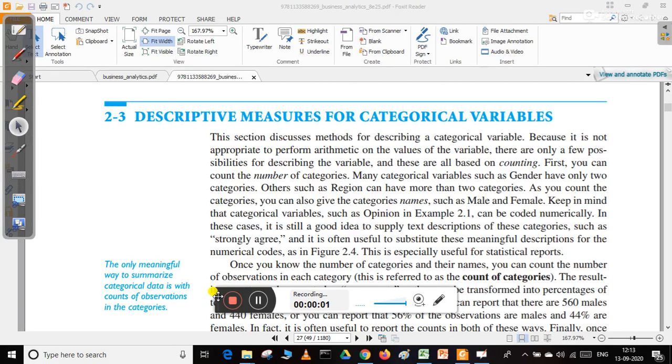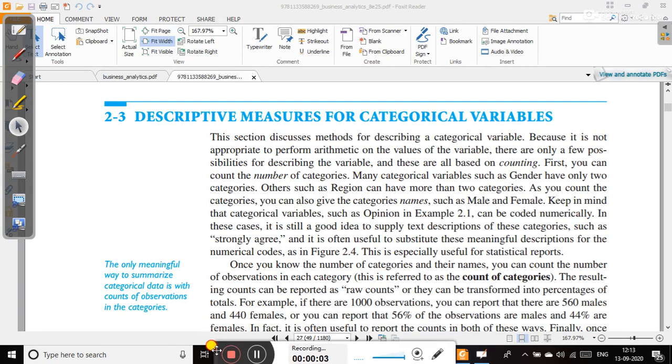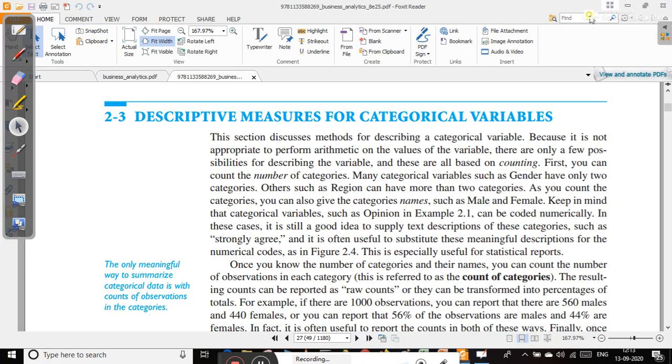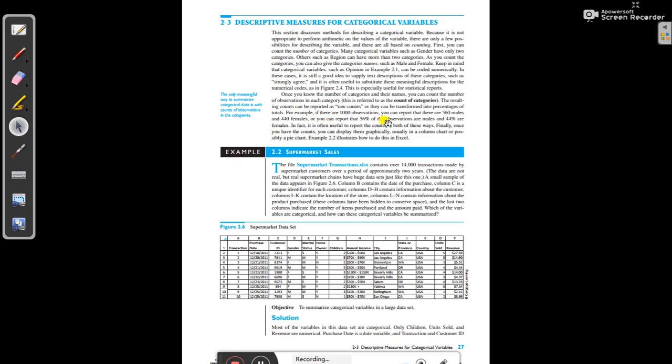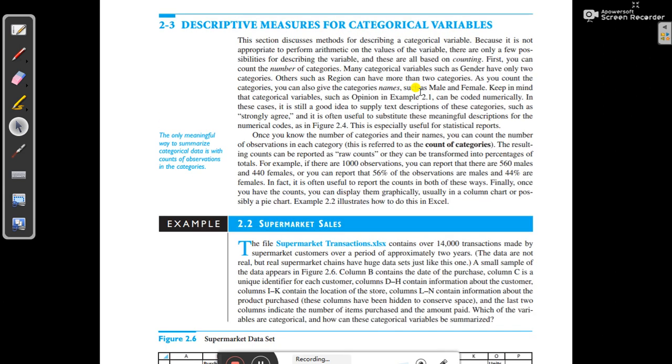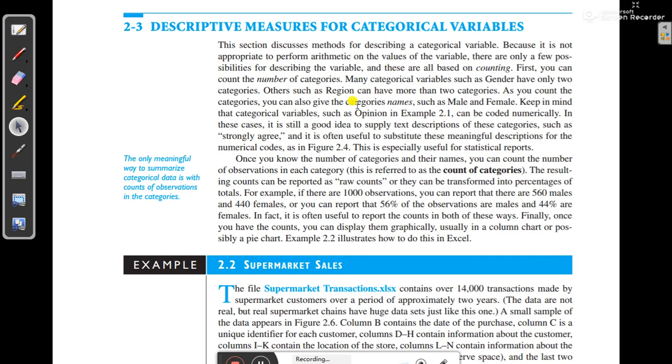Hello student, in this video I am going to discuss how we can measure categorical variables and numerical variables. From the previous video we know what categorical variables are.